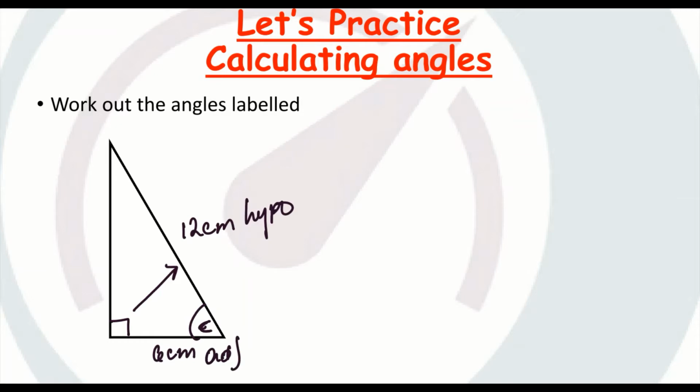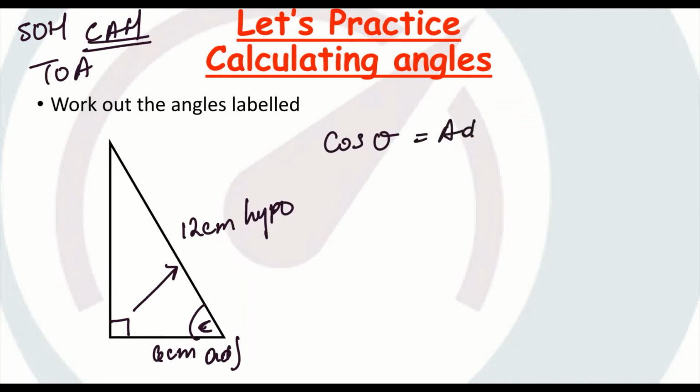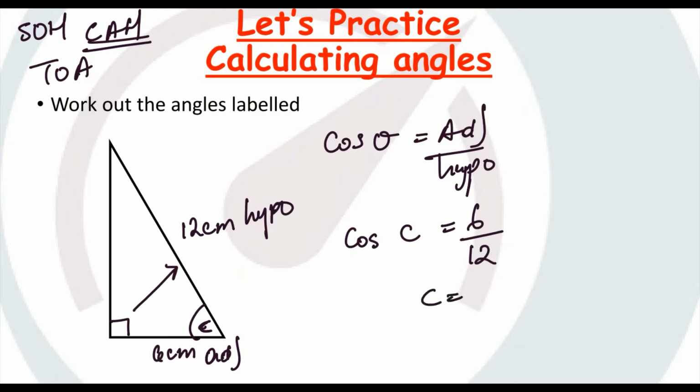Let me write it out again, just for those who may forget between the last slide and this slide. SOHCAHTOA. So we know it's cosine. Cosine of the angle is equal to the adjacent side over the hypotenuse. So we have cosine C is equal to, our adjacent side, 6 centimeters over 12 centimeters. Now to find our angle, it's always, whatever the ratio is, inverse. So it's cosine inverse 6 over 12, which is the same thing as 1 over 2. Doesn't affect our answer.